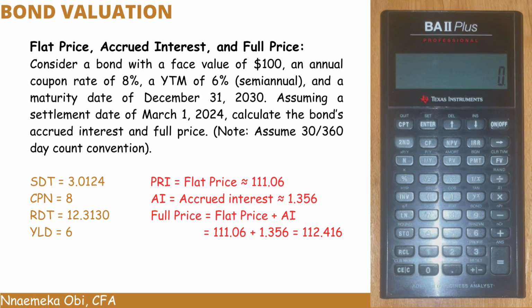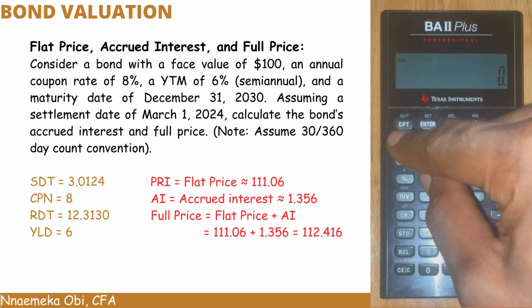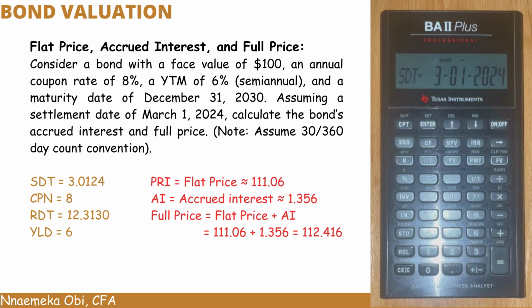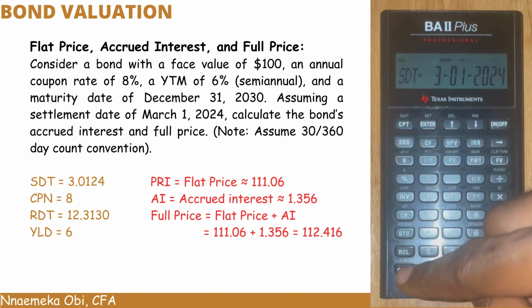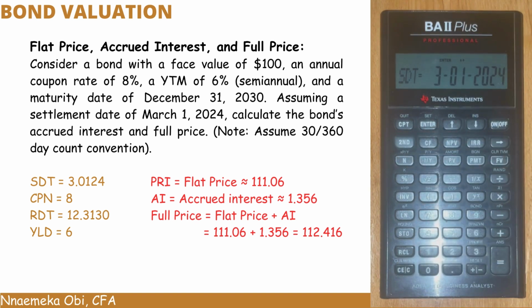So we are asked to assume 30/360 day count convention. Now, for us to calculate this, we are going to use the bond worksheet. So we'll press second function, we'll press 9. Now, once we have pressed second function 9, we'll press second function, we'll press CLR WRK. So that clears the memory of this worksheet. We can start inputting our variables.